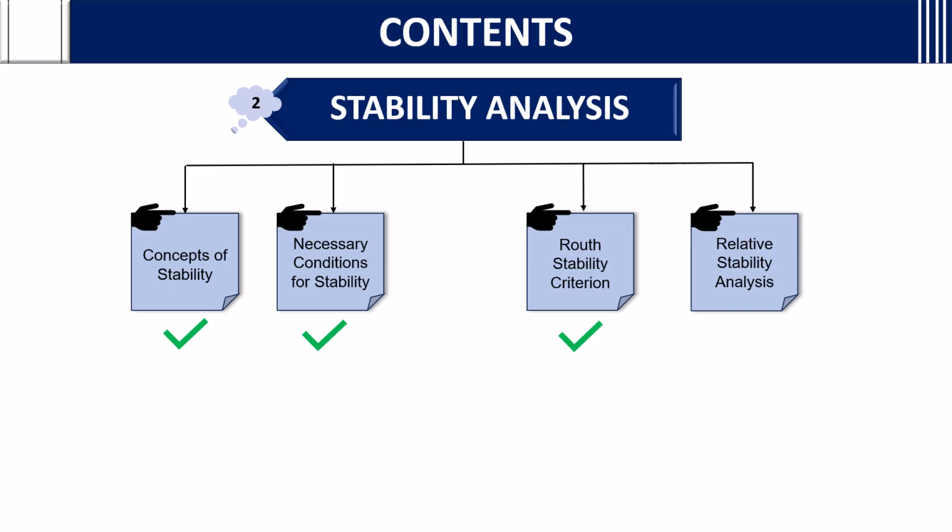I've already completed the concepts of stability, necessary conditions for stability, and the Routh stability criterion. Now the last topic of this module, Module 4, and the last topic of this chapter, stability analysis, is relative stability analysis. And there are some problems also on this. We will see them in this video.